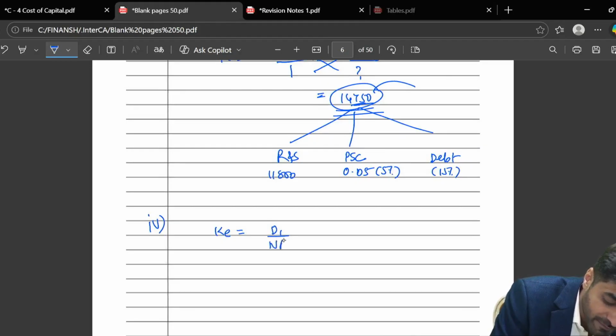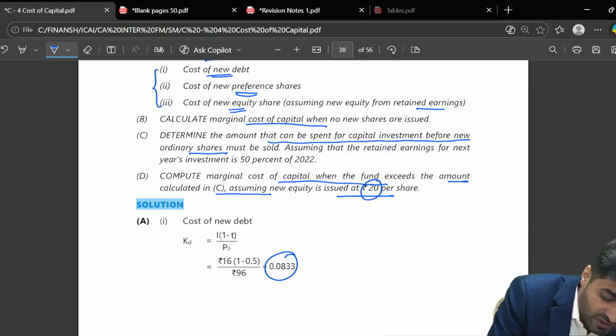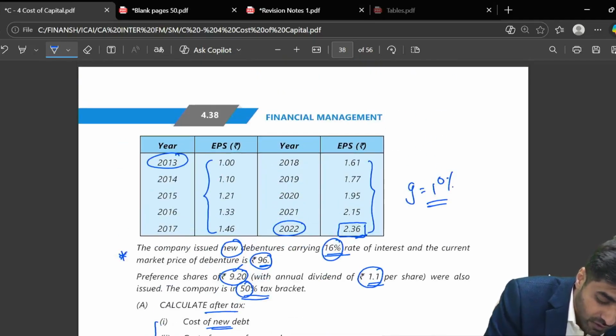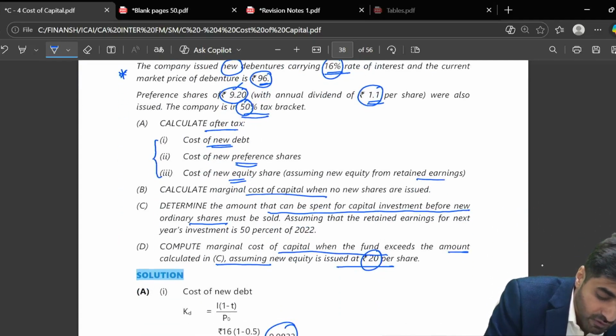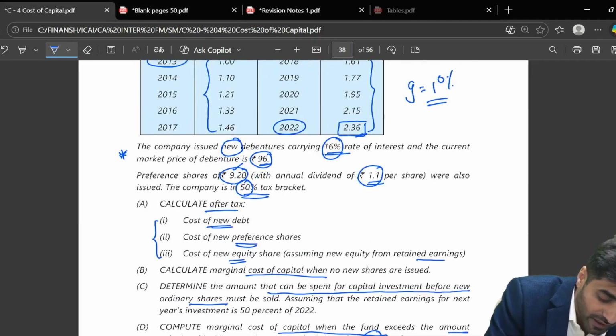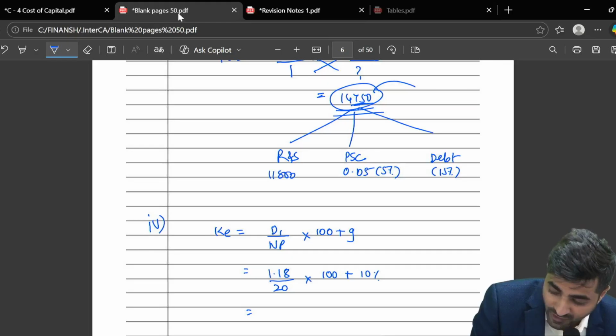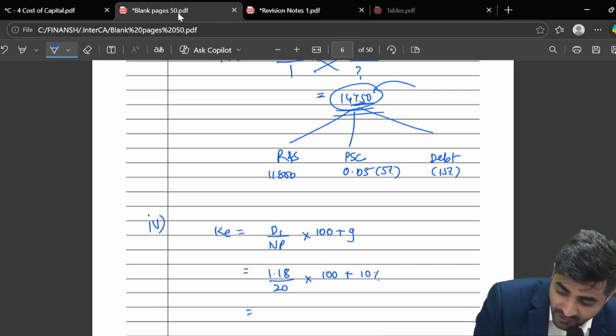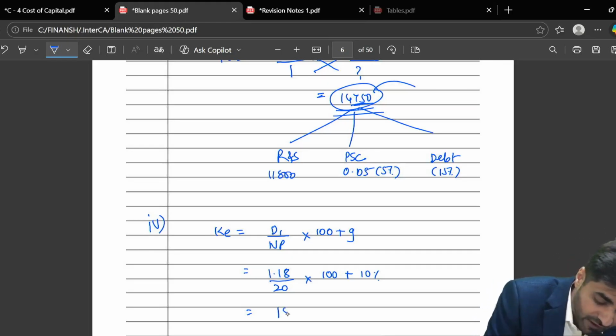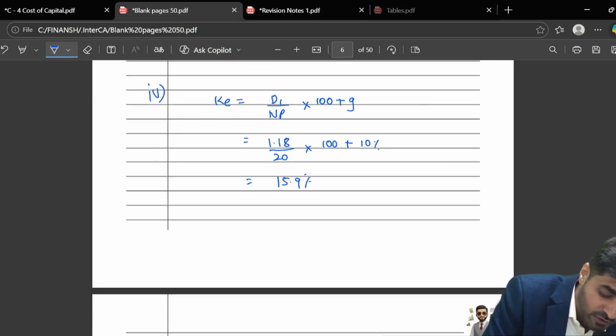So for that, what should be my new KE? D1 upon net proceeds into 100 plus G. Can you give me D1, guys? 1.18. What's my net proceeds now? 20 into 100 plus the growth rate is 10%. Can you give me this answer? 1.18 divided by 20 into 100 plus 10. 15.9%.